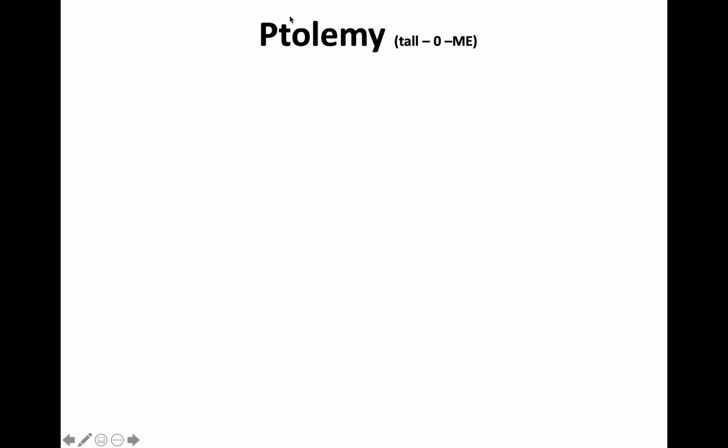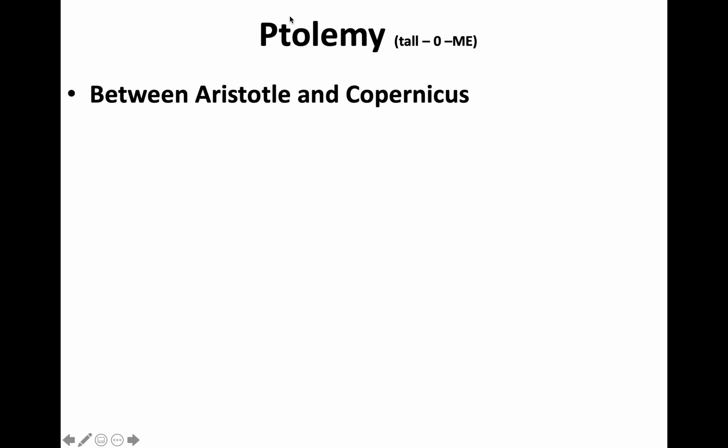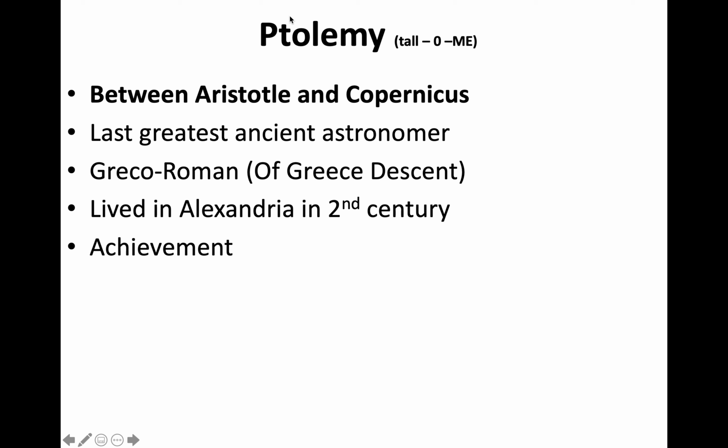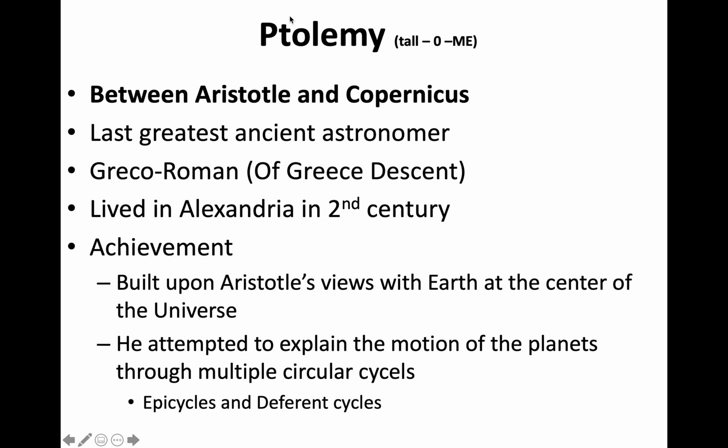Okay, Ptolemy is Greco-Roman. He's kind of the in-between of Aristotle and Copernicus, who we're going to be talking about. One of the last great ancient astronomers. He's Greco-Roman, and he lived in Egypt during the 2nd century. And his achievement, ladies and gentlemen, is he builds upon Aristotle's views with the Earth at the center of the universe. But what he was trying to explain, ladies and gentlemen, was the motion of the planets.